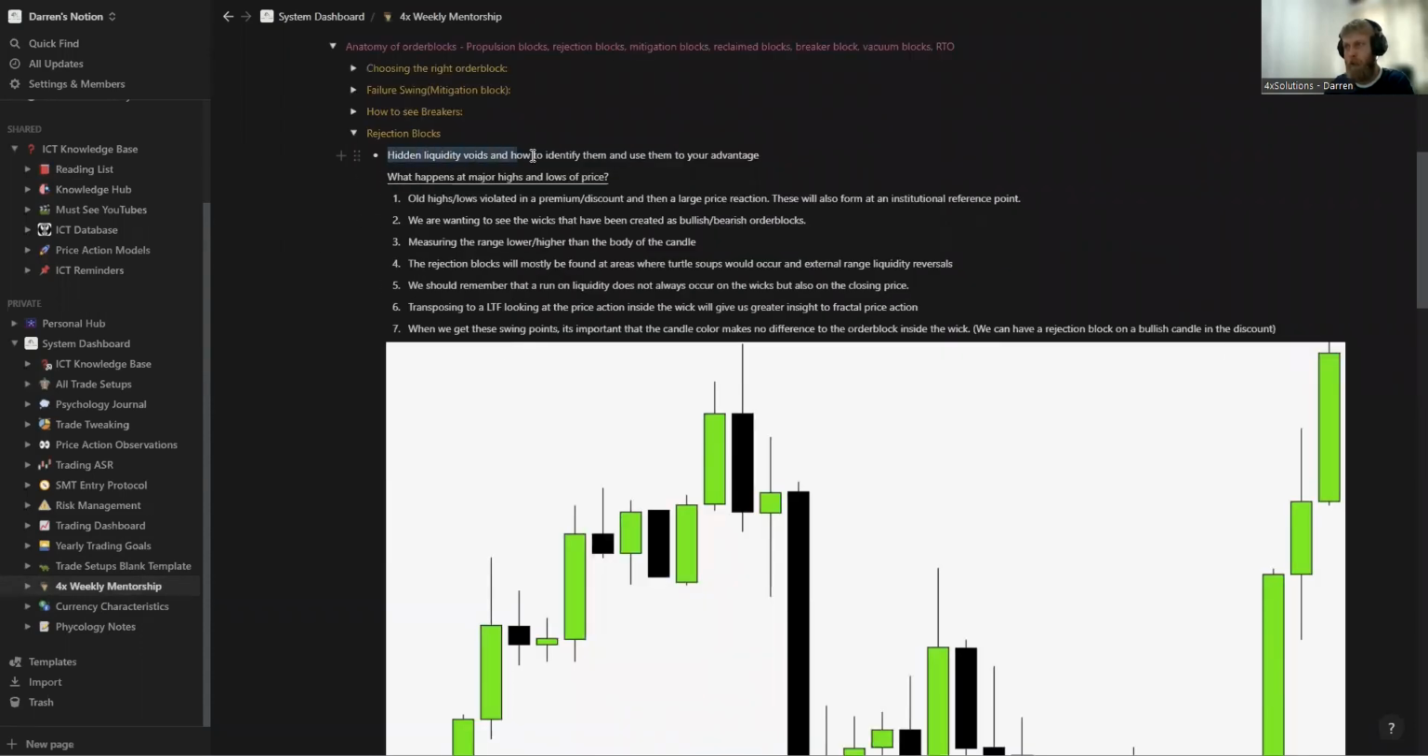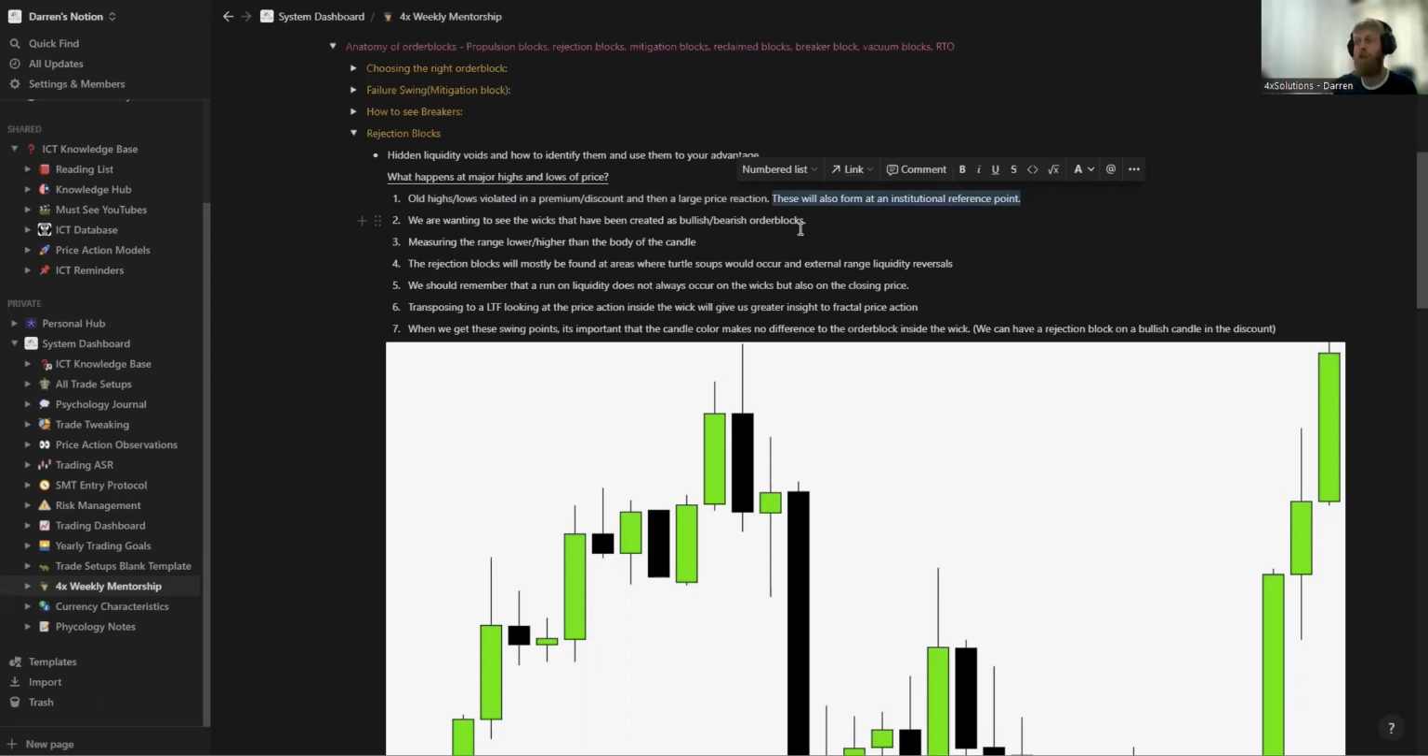Hidden liquidity voids and how to identify them to use to your advantage. So before I get to that: old highs and lows violated in a premium and discount, and then a large price reaction. That's essentially what an order block is. This will also form at an institutional reference point off of a higher time frame. Order blocks, voids, what you learned about institutional reference points.